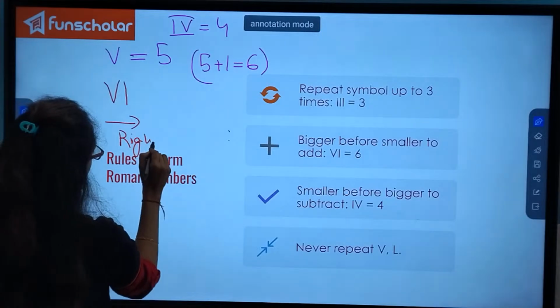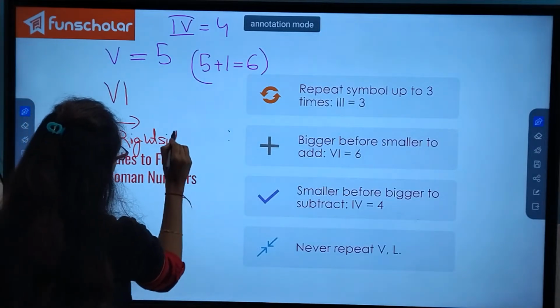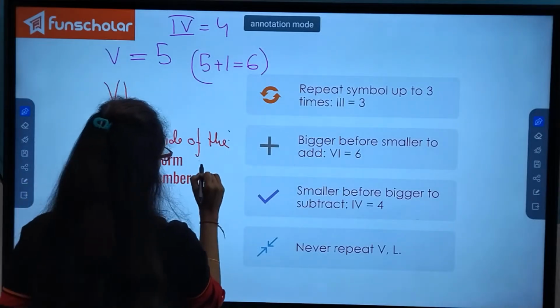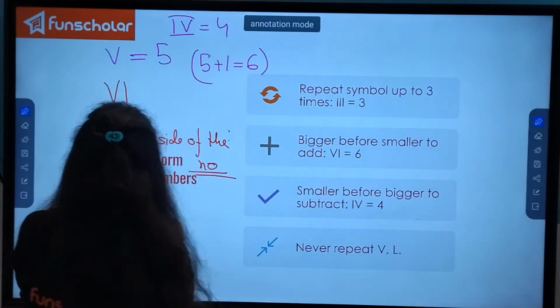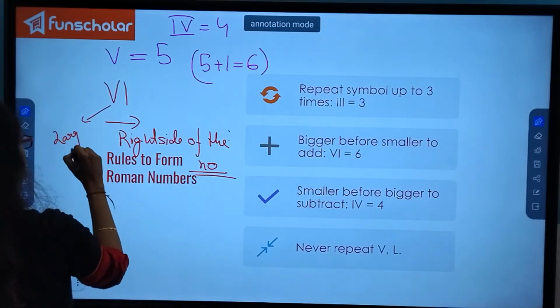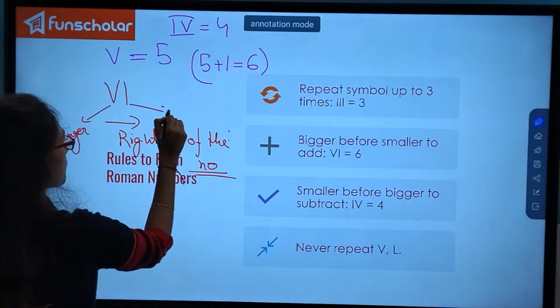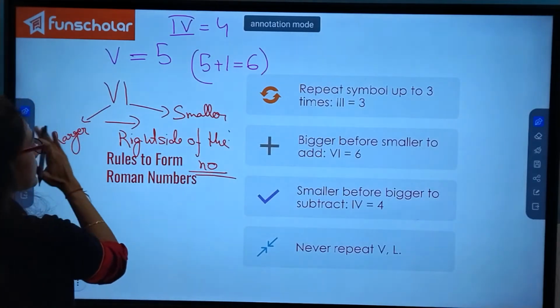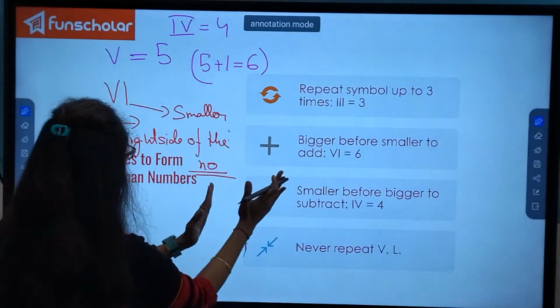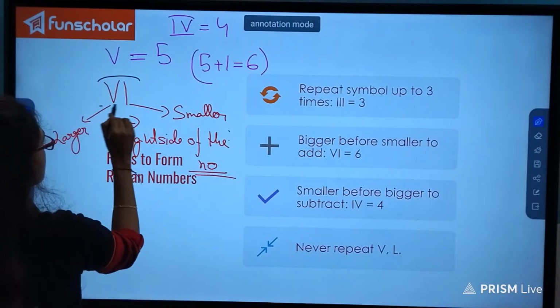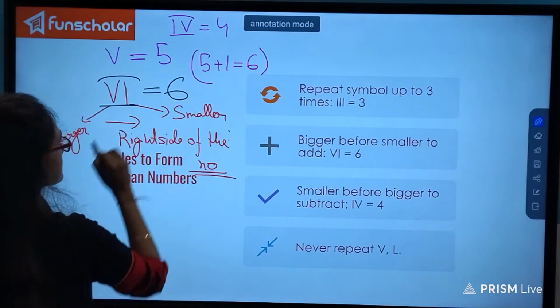Right side of the number. Now which number? This is the larger number and this is the smaller number. So smaller number will come to the right side of the larger number and this will represent 6.